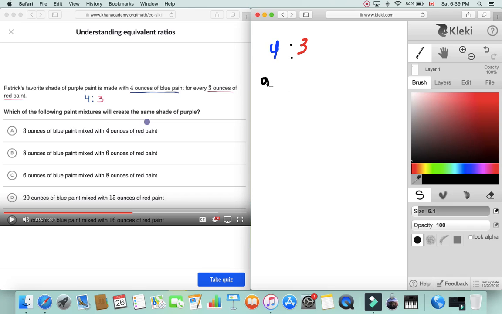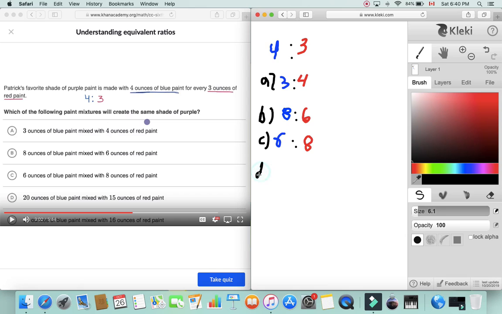So A is 3 to 4. B is 8 to 6. C is, oh my god, I can't write C. C is 6 to 8.